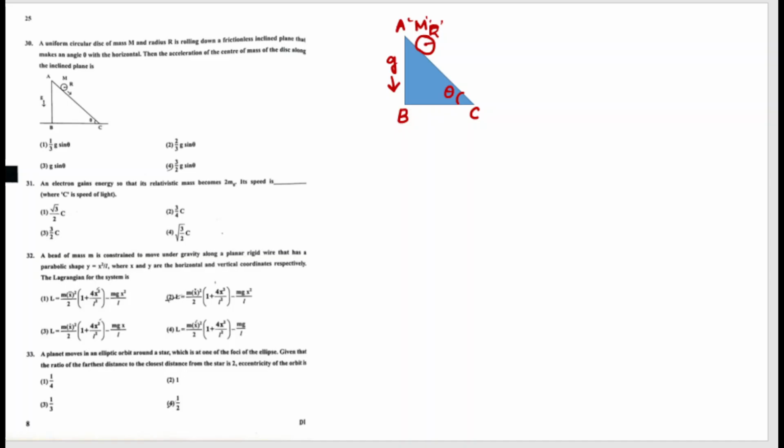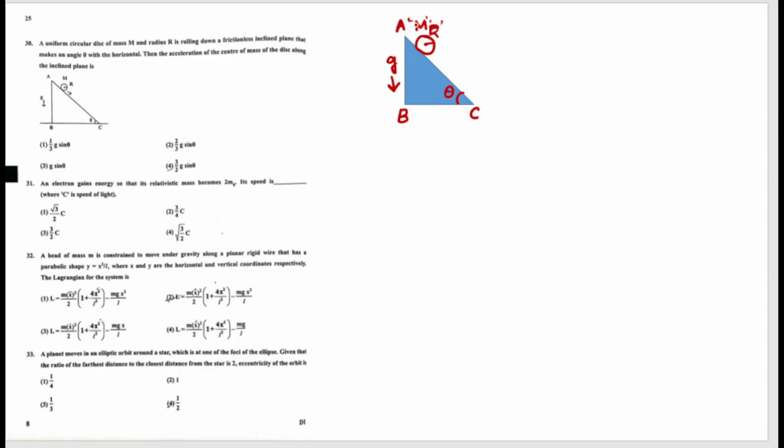The question says, a uniform circular disk of mass m and radius r is rolling down a frictionless inclined plane that makes an angle theta with the horizontal. Then the acceleration of the center of mass of the disk along the inclined plane is? So they have asked to find the acceleration. Now, the same diagram I have drawn here, the acceleration due to gravity they are showing downward.